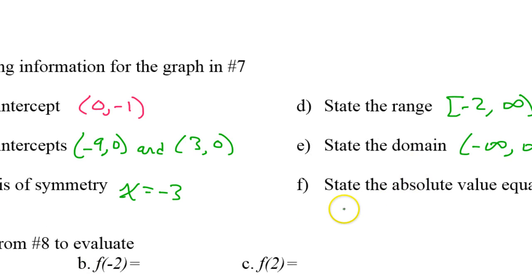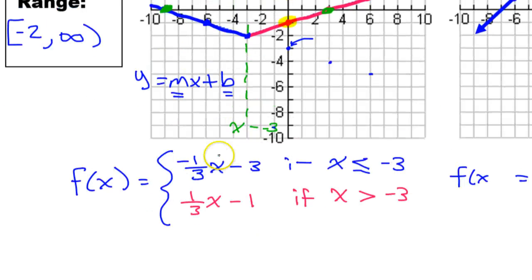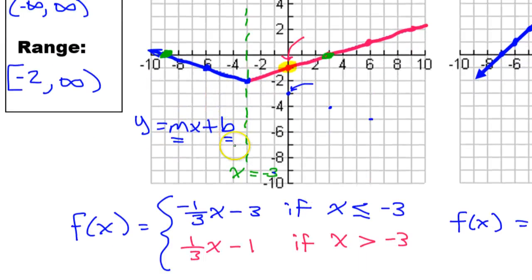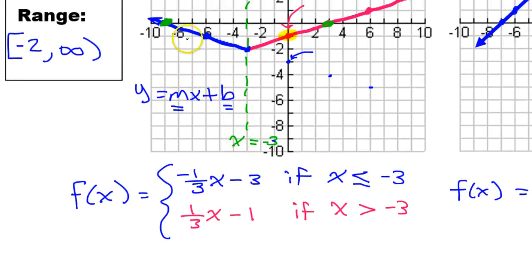Now we're supposed to write an absolute value equation for this. Okay, an absolute value equation. Remember, the parent function looks like this. Y equals absolute value of x. I said absolute value of x, which has a vertex at 0, comma, 0, the origin. Now, compared to that, this graph is left 3 and down 2.